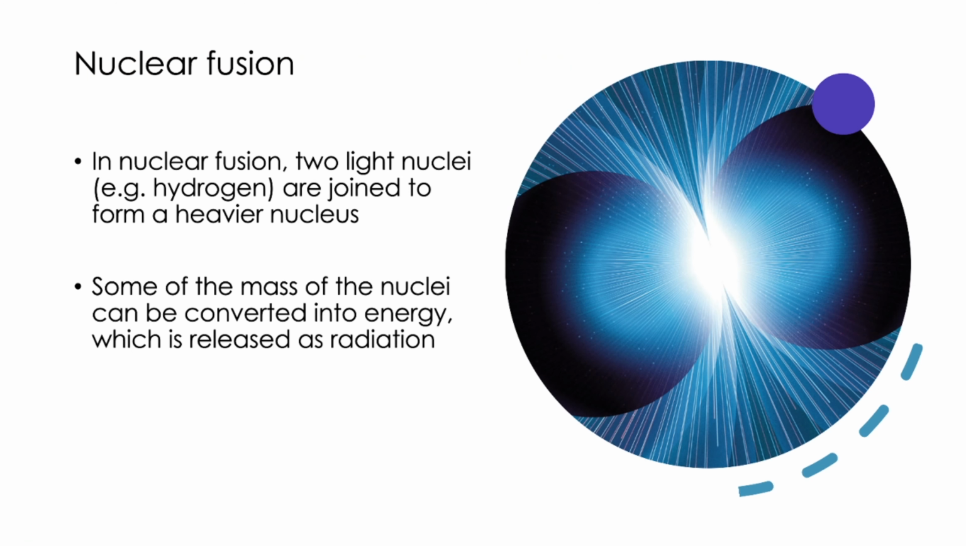So nuclear fusion. In nuclear fusion, two light nuclei, for example hydrogen nuclei, are joined to form a heavier nucleus, a much heavier nucleus. Some of the mass of the nuclei can be converted into energy, which is released as radiation.